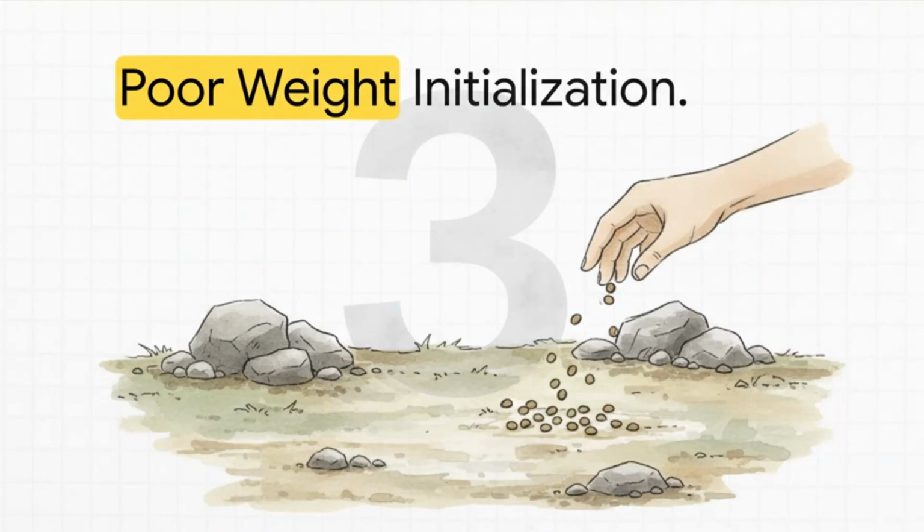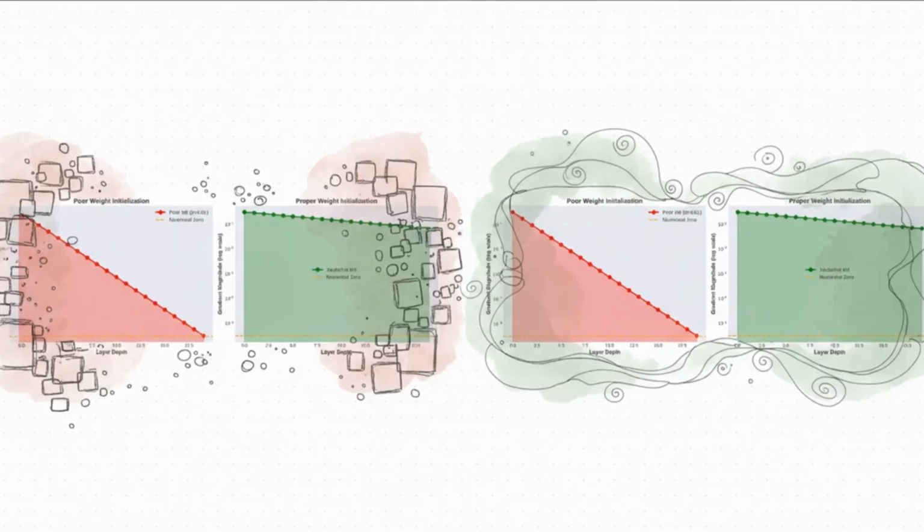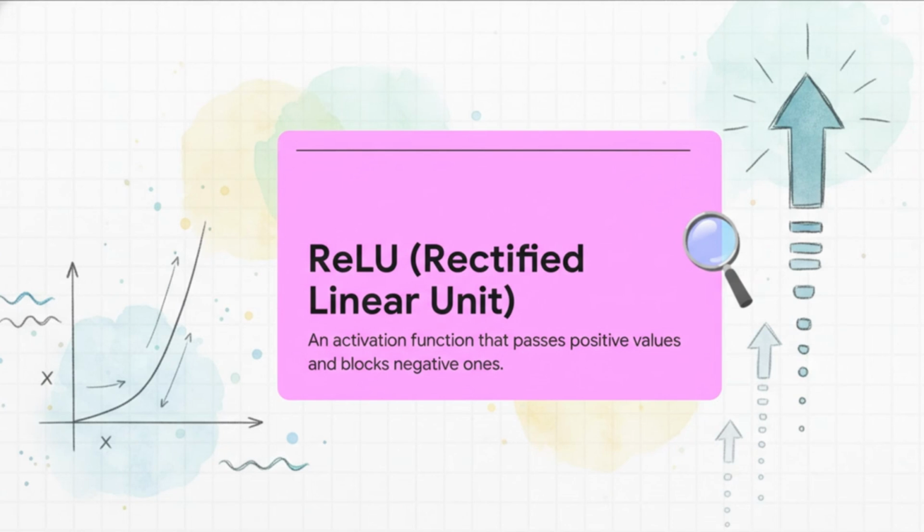It's how you first set up the network. Those initial guesses, or weights, are super important. And wow, look at the difference. Bad starting weights just kill the signal. Good ones, it flows.